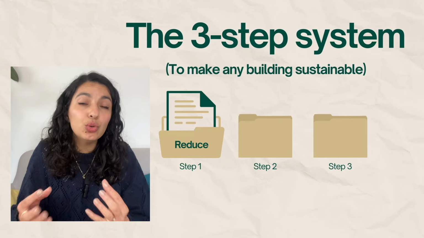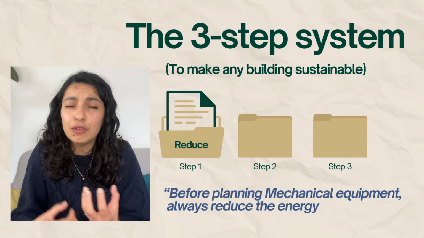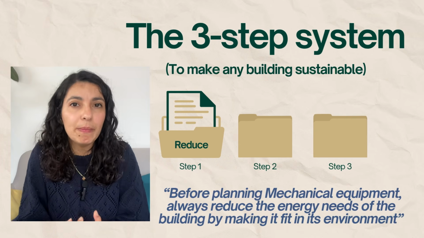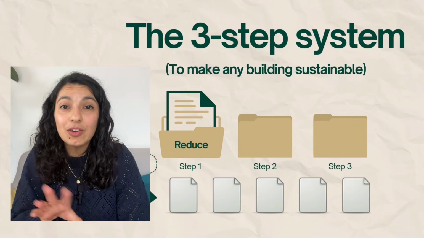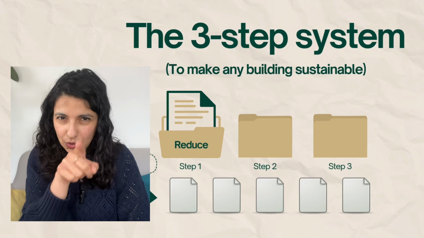So that means that before we start thinking about any fancy technology that we could replace the gas boiler with, we need to ensure that the building that we are designing is not fighting against its environment. We need to reduce the energy it needs in the first place before we can supplement it with more. So, how do we do this? There are 5 critical elements to this process, and you're not allowed to skip any of them.